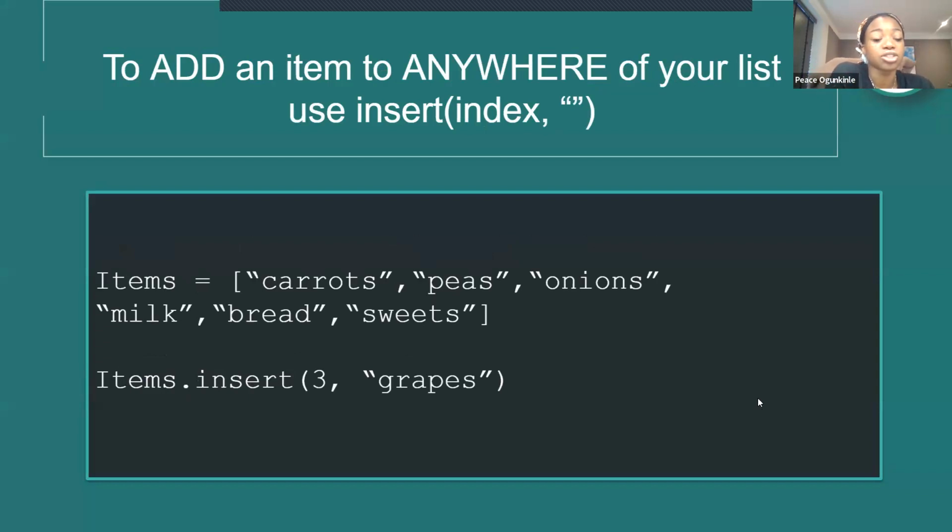Yeah, so you can literally insert it anywhere. Insert into position 3, grapes. Again, it's indexed from 0, so it doesn't mean the 3rd position. It actually means the 4th position because it's 0, 1, 2, 3. Next slide.